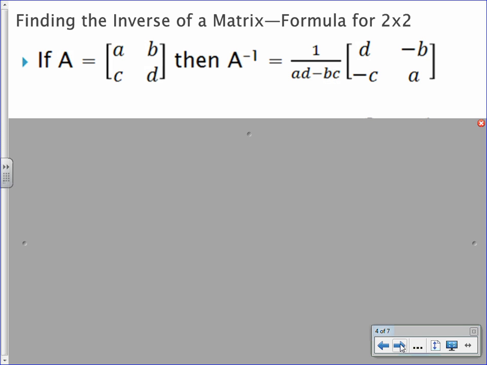To find an inverse, this is what we're going to do. If A is [A, B; C, D], then our inverse. How about you just go ahead and write it down, and I'll tell you where the numbers come from, and a way that I like to remember it. Write down all of the letters.